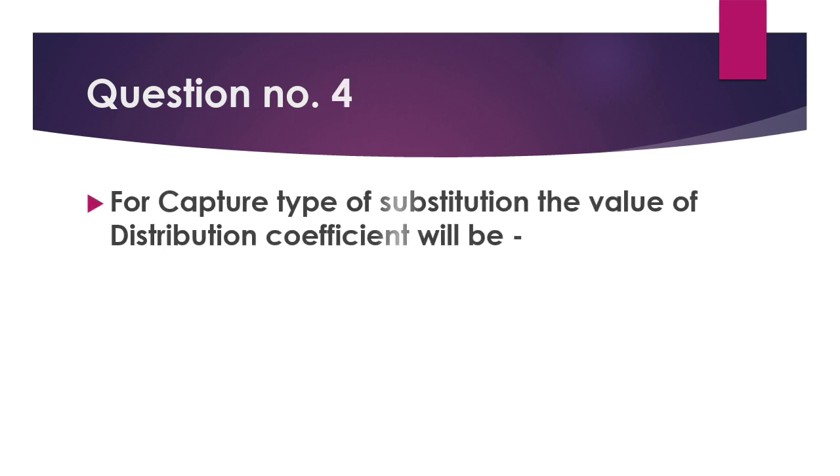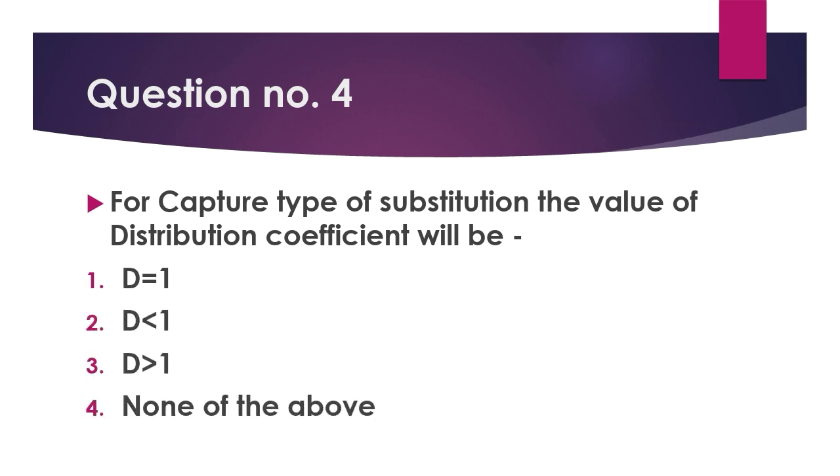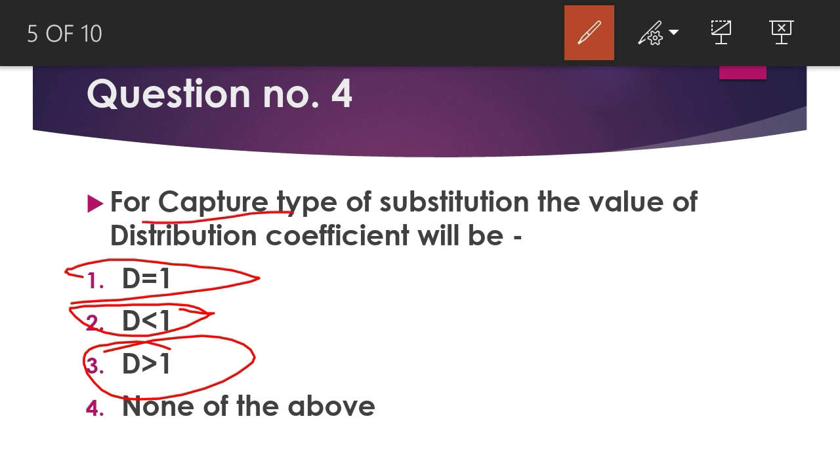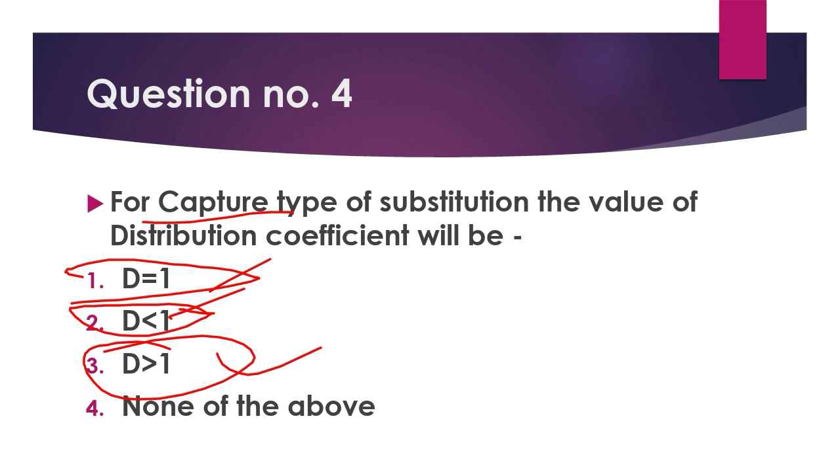Now fourth question is, for capture type of substitution, the value of distribution coefficient will be, and you know that the value of distribution coefficient can be of 3 types: when D is equal to 1, D is less than 1, and D is greater than 1. For capture type of substitution, the value of D is greater than 1. If the value is less than 1, it is admission or admittance. If it is equal to 1, it is known as the camouflage type of ionic substitution. So here D is greater than 1, so the third option will be your right answer.